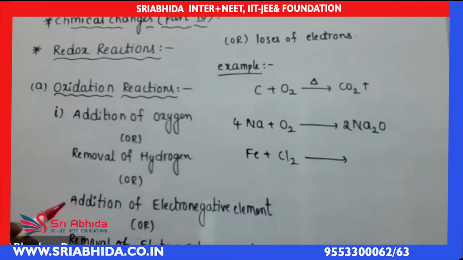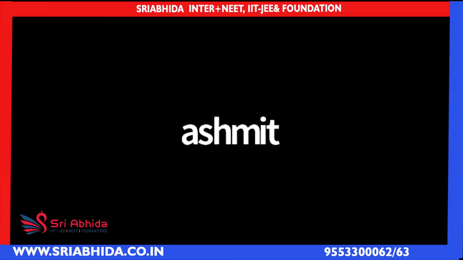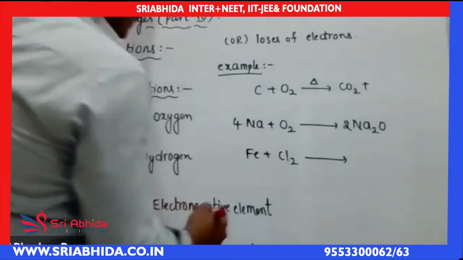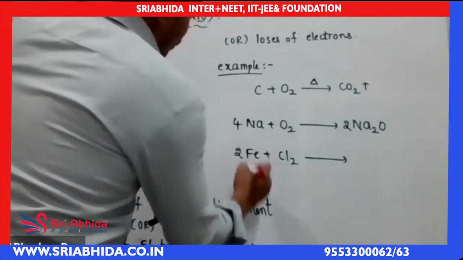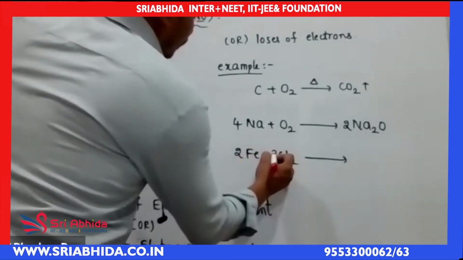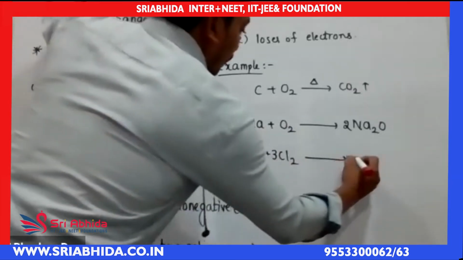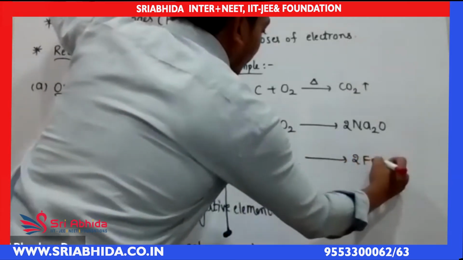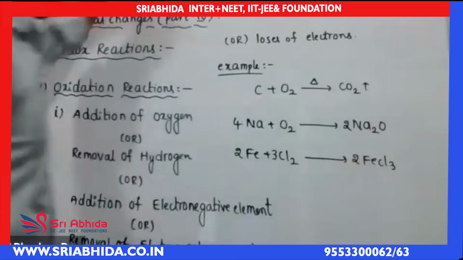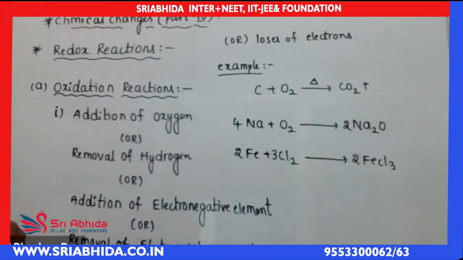Fe, FeCl2. So here in these reactions, 2 moles of iron is always involved. This one involves 3 moles of chlorine at the time. So in total it is 2 moles of FeCl3, right? Ferric chloride formation.